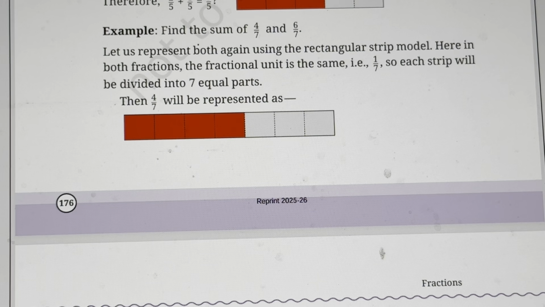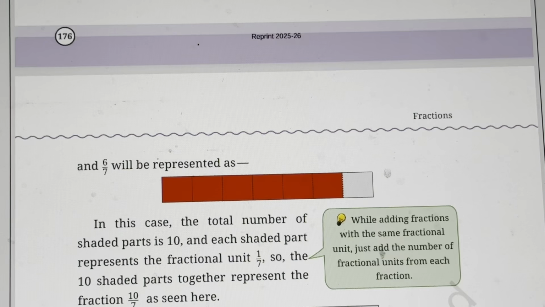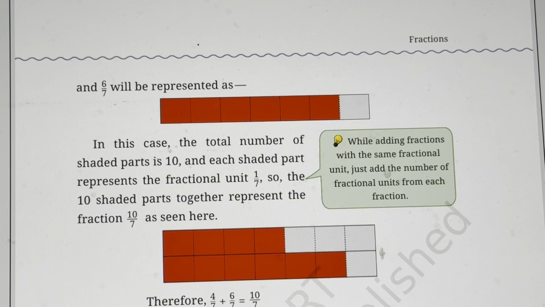Now let us see one more example of fractions with the same denominator. Here you can see, find the sum of 4/7 and 6/7. Now if this is represented again through the rectangular strip model, you can see this is 4/7. A strip is divided into 7 total parts and 4 are shaded. So this represents 4/7 and the other represents 6/7. 1, 2, 3, 4, 5, 6. 6/7. Okay. Now in this case, the total number of shaded parts will be 4 plus 6, 10.